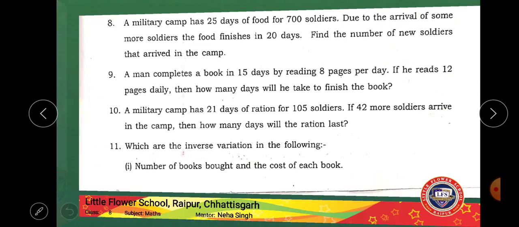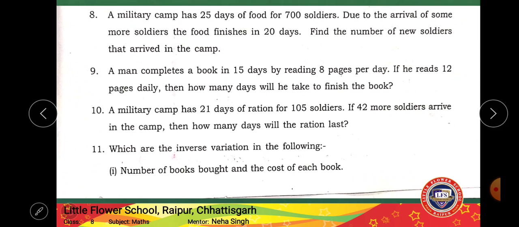Now moving on to the next question. The 7th question is your homework. All the questions are similar. If the steps and the basics are clear, you can easily solve the questions.